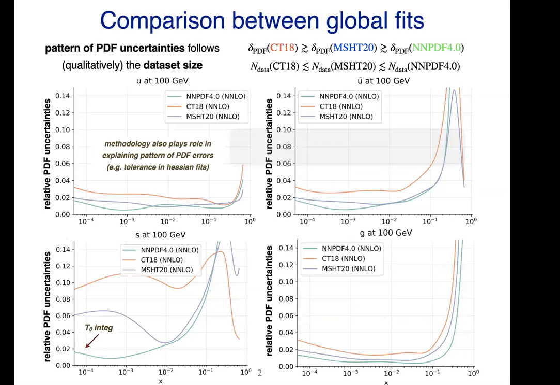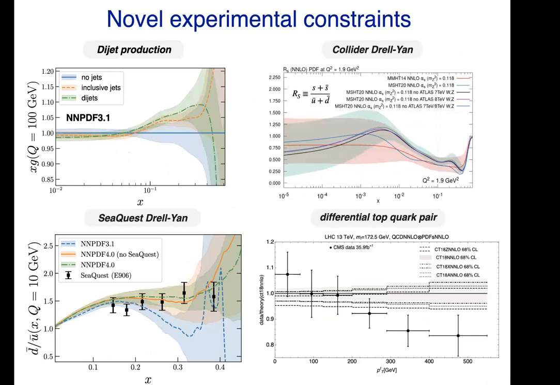In terms of uncertainties, you can find a pattern that CT18 has the largest uncertainties, followed by MSHT20, and then NNPDF 4.0 is the most precise. One possible explanation for this is that it follows the same pattern as the data: the data that we use is bigger than the data used for MSHT20, which is bigger than the data from CT18. Now, what has been going on in the PDF fitting community in the last years?